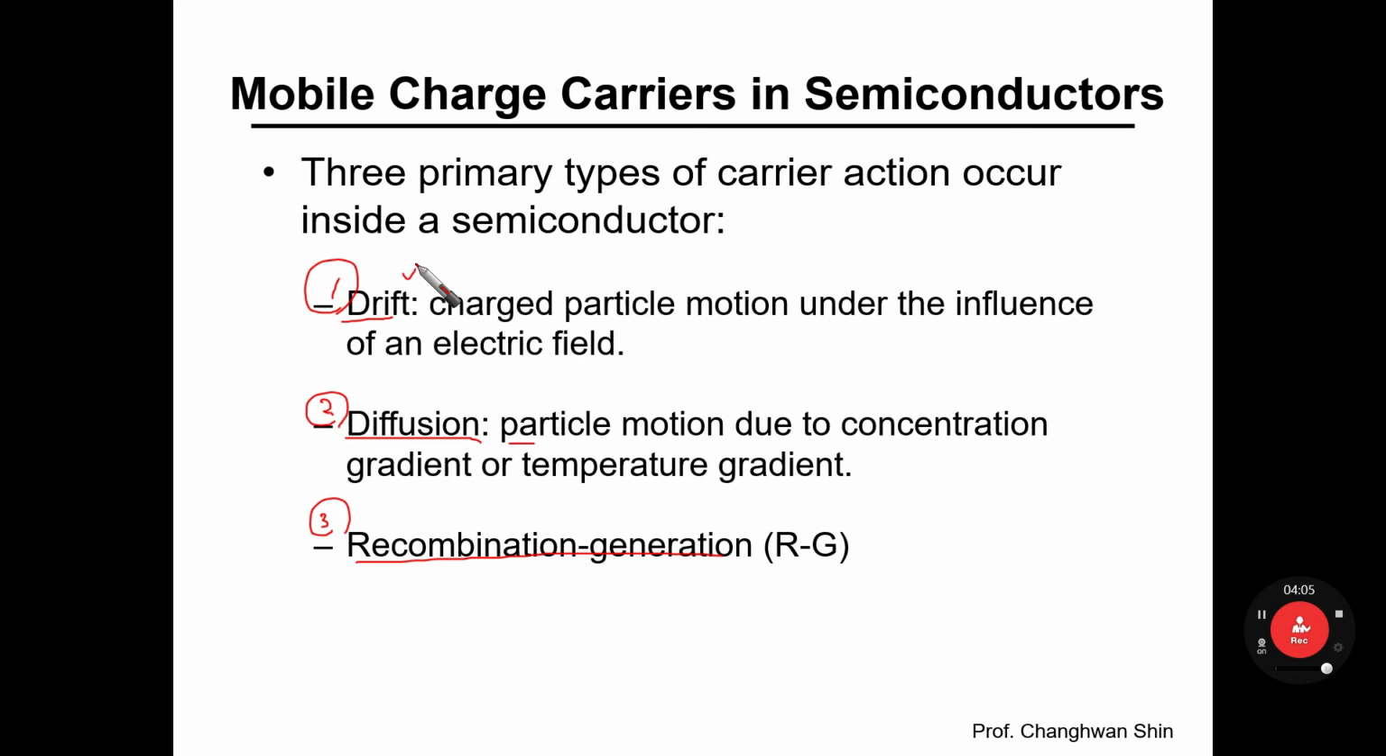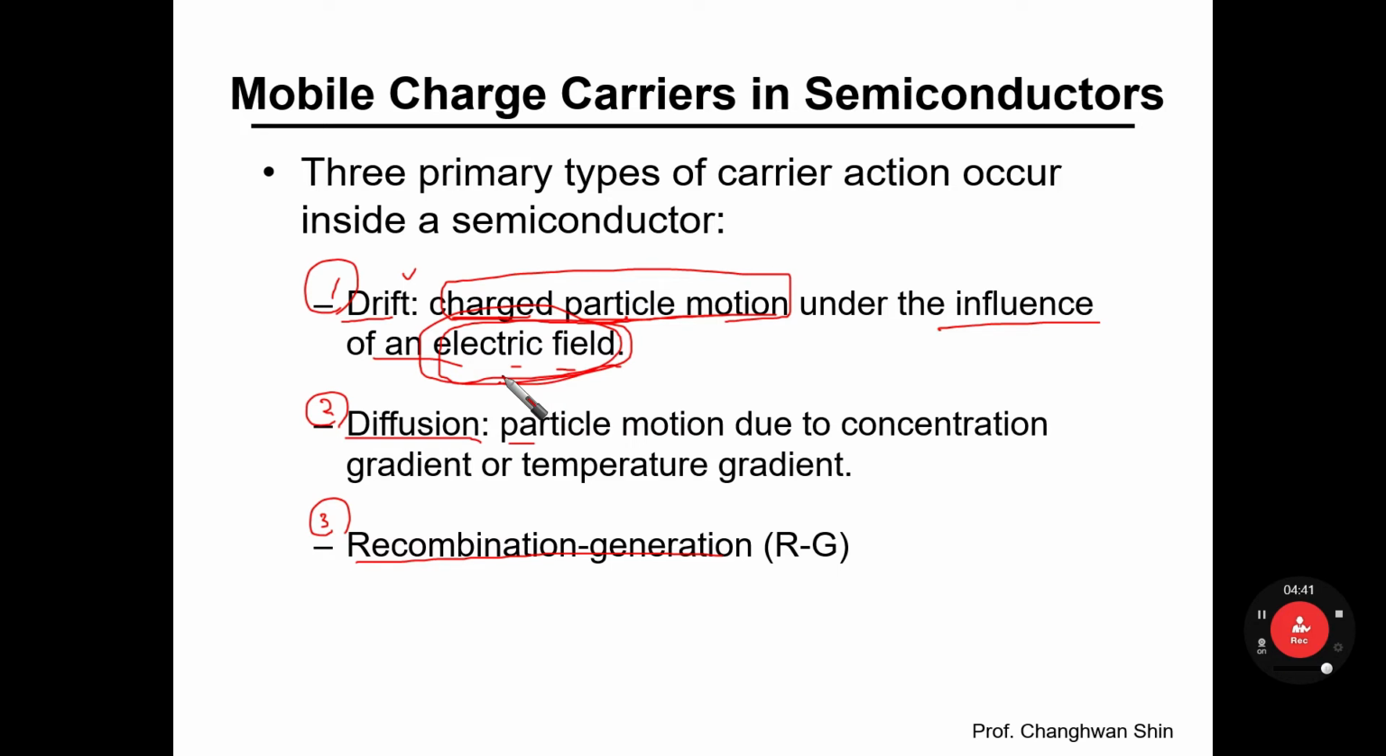So let's read out each sentence for each concept. Drift: what is drift? Charged particle motion is described as drift. When a certain type of particle moves in silicon material, we can say that it is drifted. So what is the driving force for drift? The driving force is the influence of an electric field. Without any electric field, we never imagine drift.